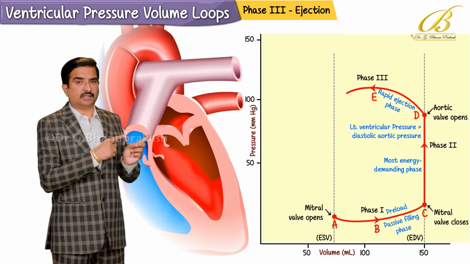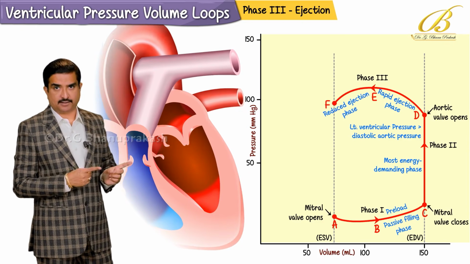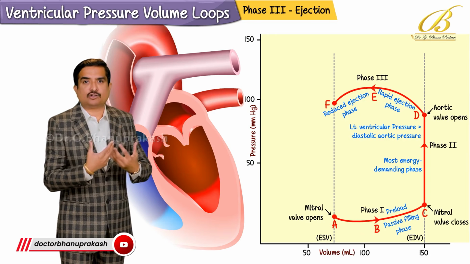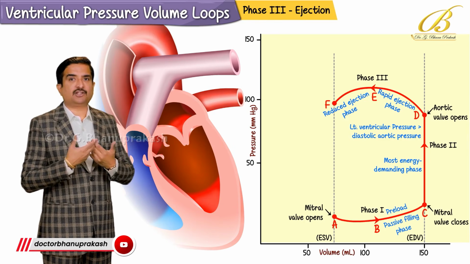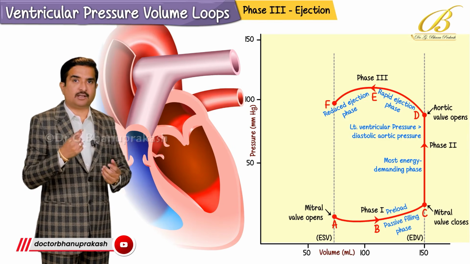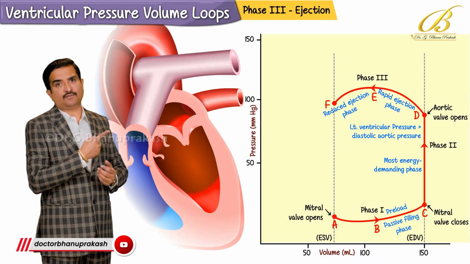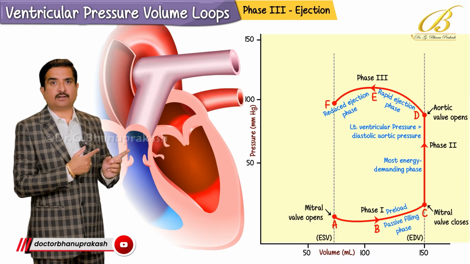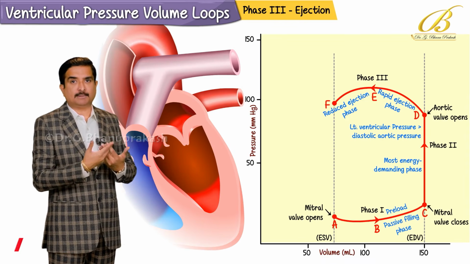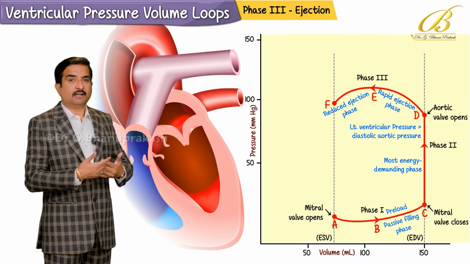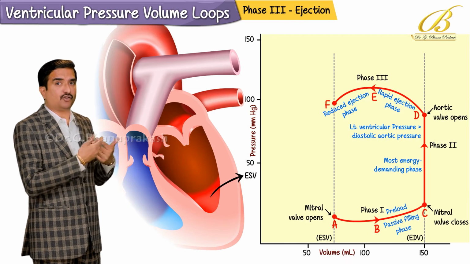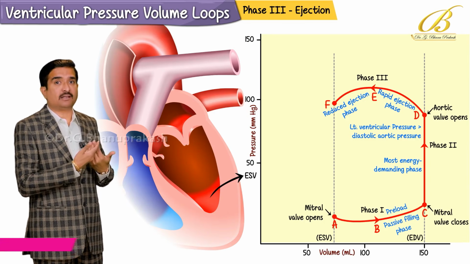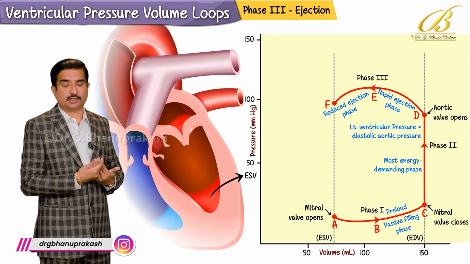From E to F, this is called the reduced ejection phase. Here the ventricular pressure falls as the contraction wanes, but the blood still leaves the ventricle because the pressure is still higher compared to that of the aorta. By the time we reach point F, the ventricle has ejected the stroke volume completely and now contains the end-systolic volume, the volume which remains in the ventricle after the contraction is completed, the lowest volume in the cycle, especially for the left ventricle.